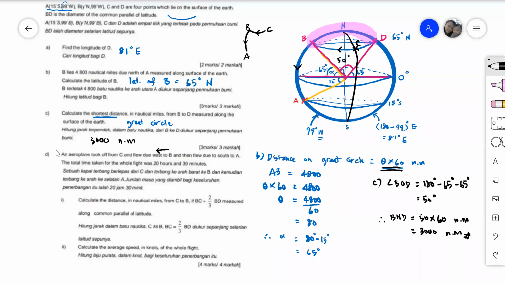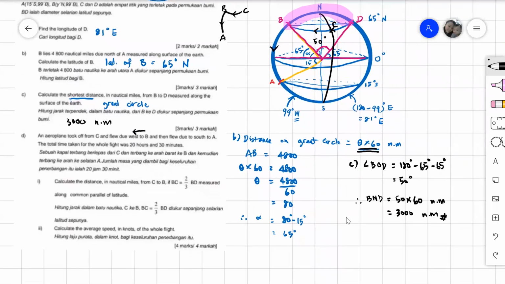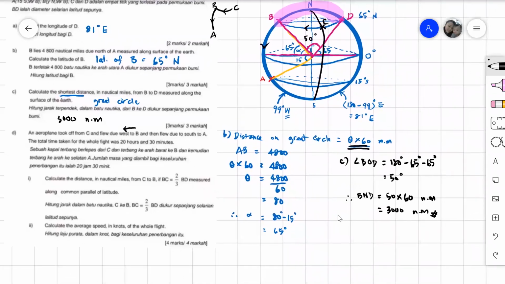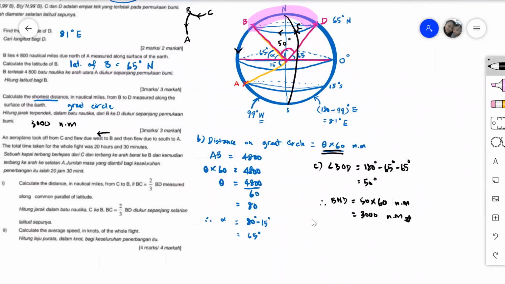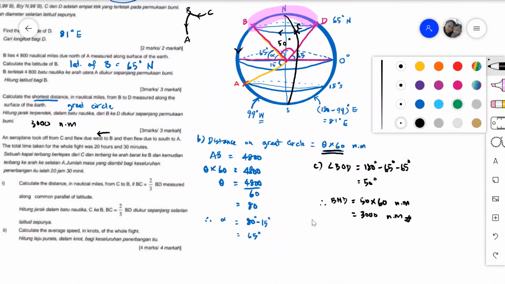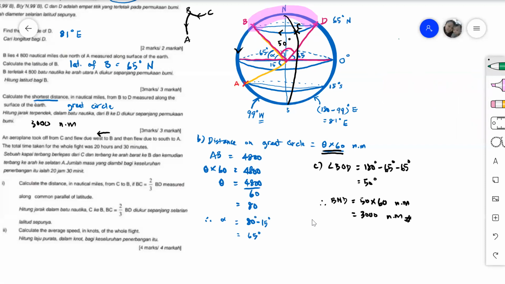Then it says that the total time taken for the whole flight was 20 hours and 30 minutes. Let's change to hours. A little bit here, so that we have more space. So for part D, we have the time 20.5 hours.